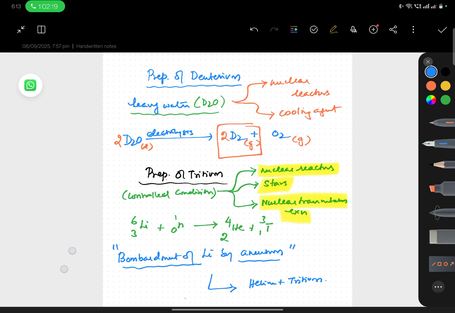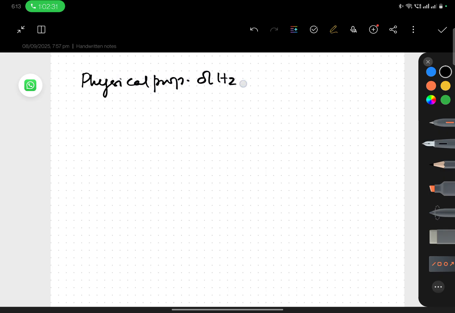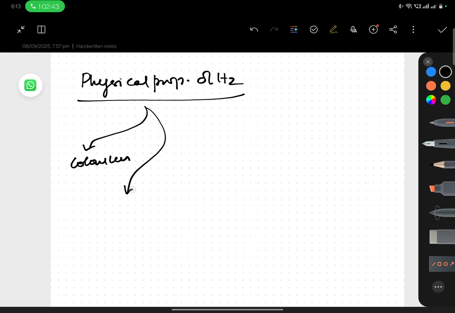Yes, sir. Super. So now we have seen the preparation. Now let's go for the physical properties of dihydrogen. We'll talk about dihydrogen first. So what are all the physical properties? Write down. It is colorless. It doesn't have any specific odor, so it is odorless. Remember, it doesn't have taste also, so tasteless.